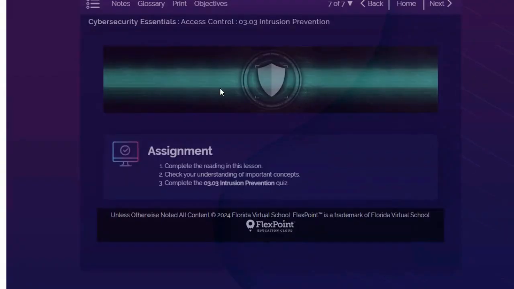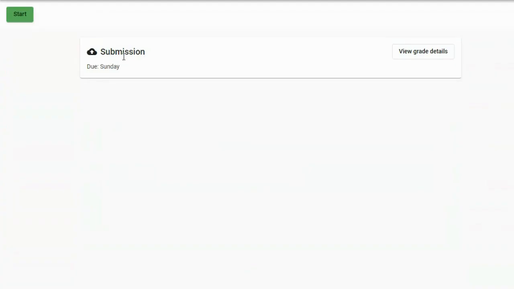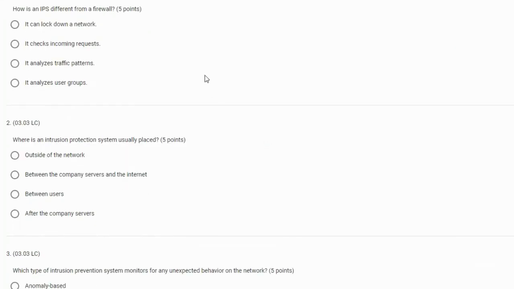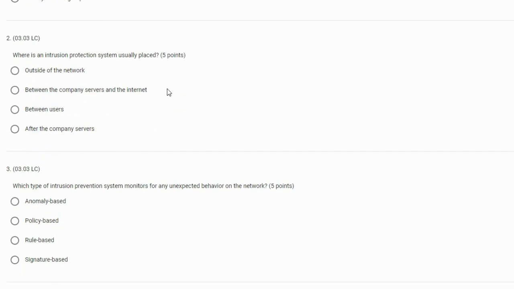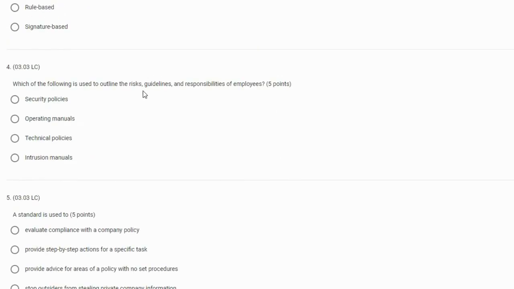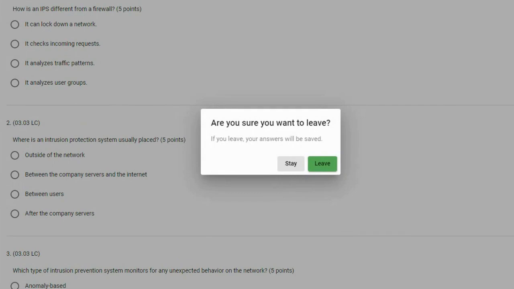Talking about intrusion prevention. Best way to protect your networks is to not let the bad thing in in the first place. Our assignment this week: how is that different from a firewall? Where is an intrusion prevention system usually placed? Five questions, as usual. All good stuff. We've got a lot of good information we've learned about cybersecurity this year.